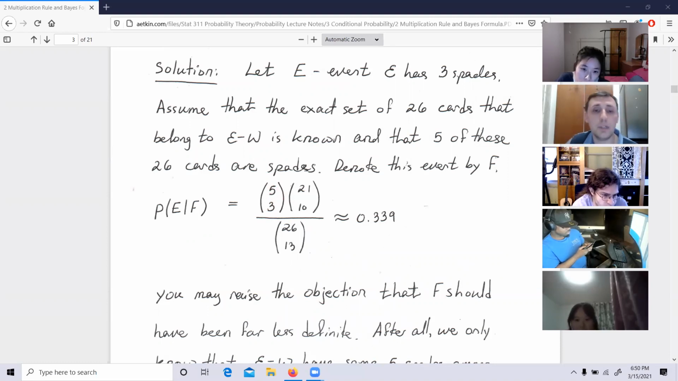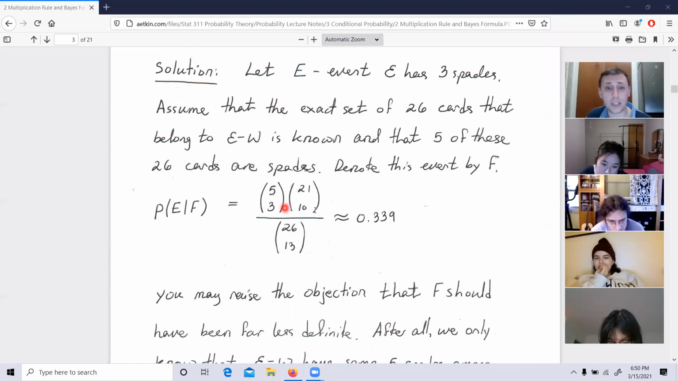I did not eliminate the other cards because it prevents me from calculating a nice ratio. It's also important: why do we choose 10? Because altogether you have to have 13. East has to have 13 cards, 3 of which are spades. And the remaining cards are non-spades.